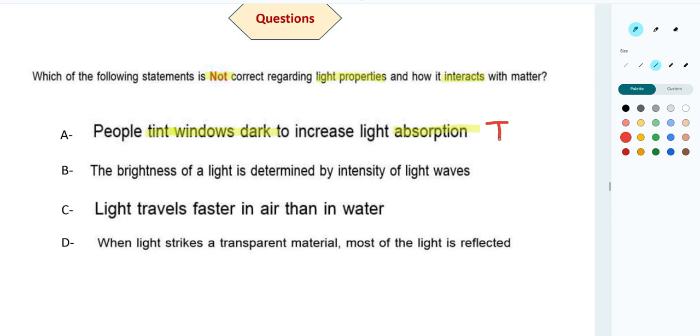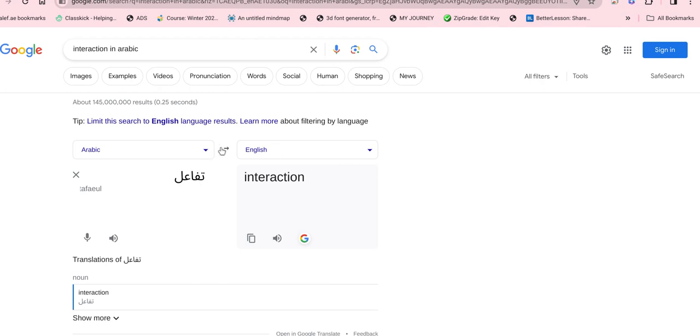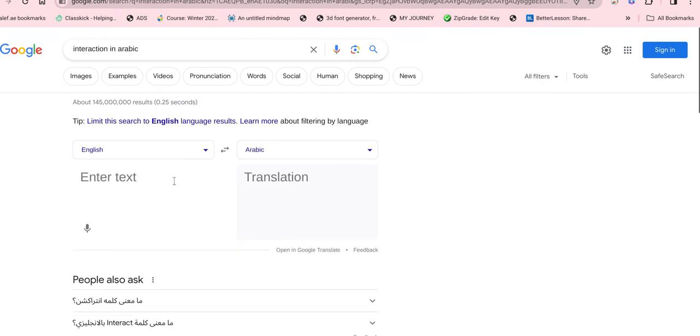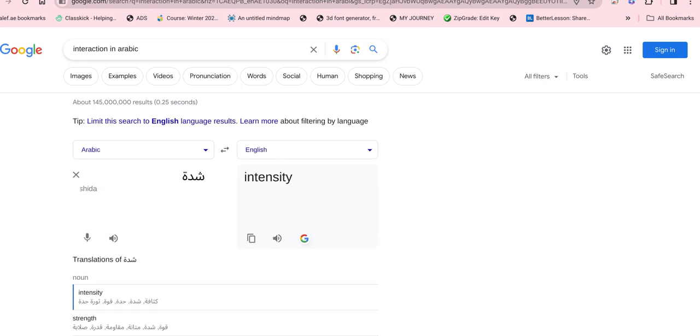The brightness of a light is determined by intensity. The easiest way to think of intensity is to think about how strong it is. So the more intense a light, the brighter it will shine. So this one will be true. Let's take a quick look at that word intensity in Arabic, because it shows up with both types of ways. So yeah, it's talking about how strong it is.